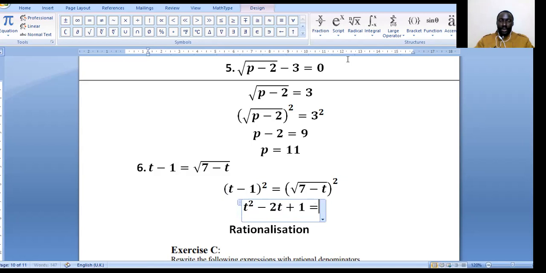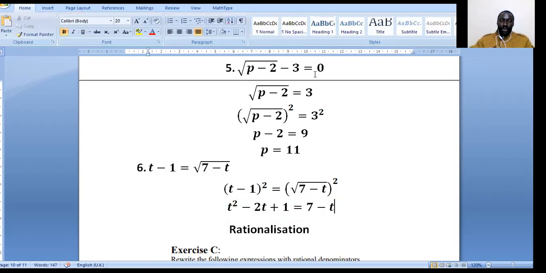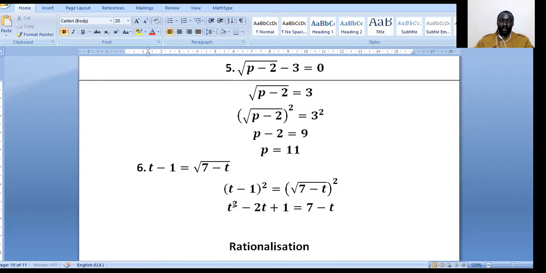Then on the right hand side, what do we have? Well, on the right hand side, we have 7 minus t. Yes. So in the next step, we want to transfer the quantities on the right hand side to the left hand side. So what is this supposed to give us? Well, we will be having t squared minus 2t minus 1, this time minus 7, okay? Minus 7 plus t. Now equals to what? To 0.